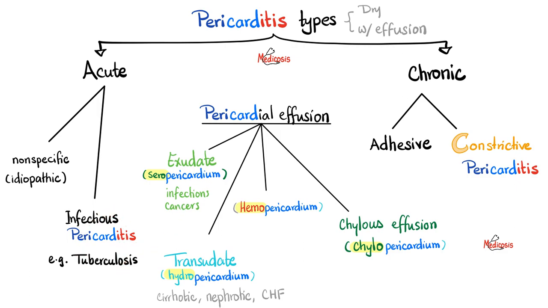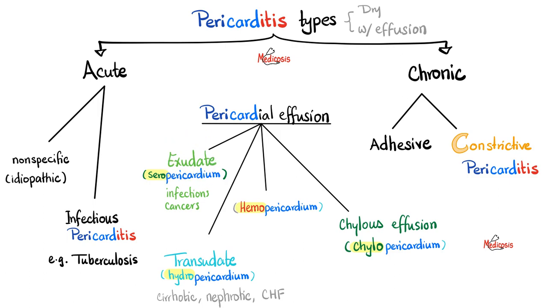If I have an infection, I will usually have pericardial effusion that is exudative, pussy, seropericardium. How about malignancy? Same, exudate as well. But what if it's cirrhotic, nephrotic, or CHF? The pericardial effusion will be more watery, called transudate, called hydropericardium.